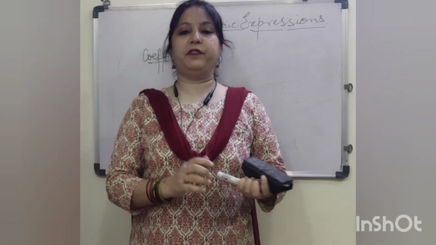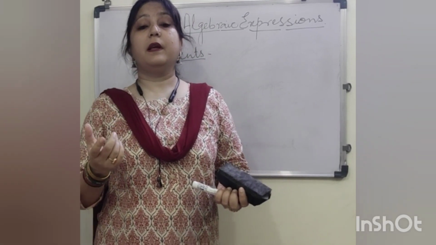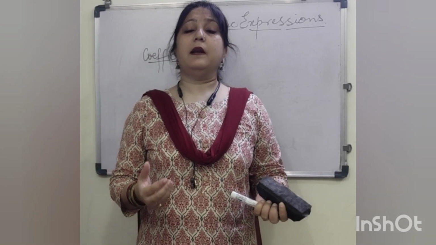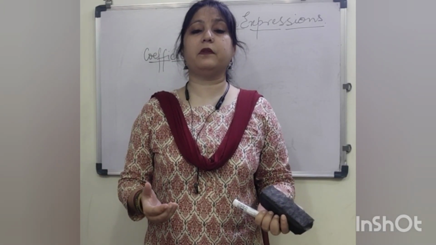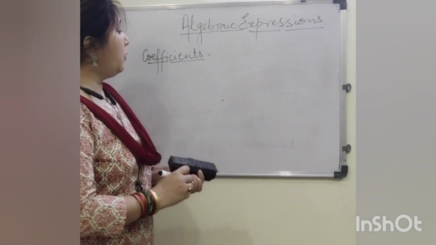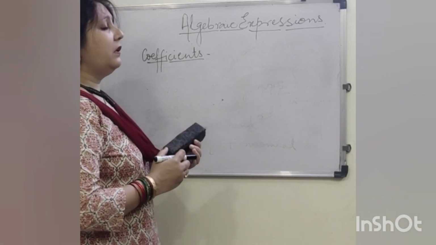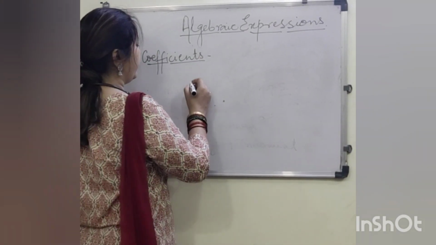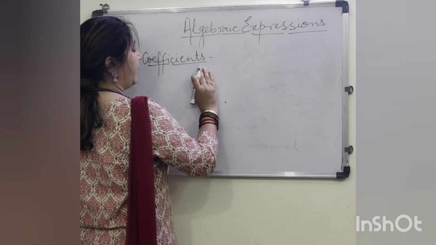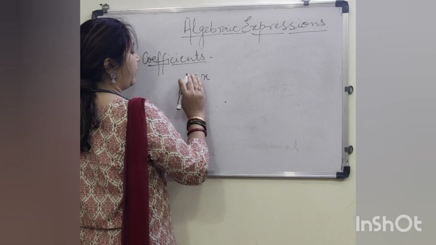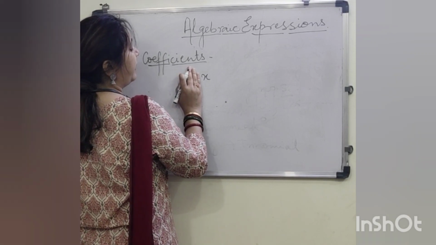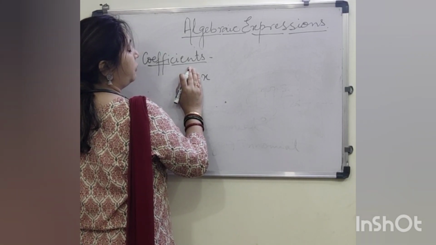Moving ahead with coefficients. What are coefficients? We have studied constants, variables, expressions, types of algebraic expressions. Now from where does this coefficient come? So coefficient is like, 5x is there. If you want the coefficient of x, you hide x, the coefficient will be 5. If you want to get the coefficient of 5, hide 5, whatever is left out is the coefficient.